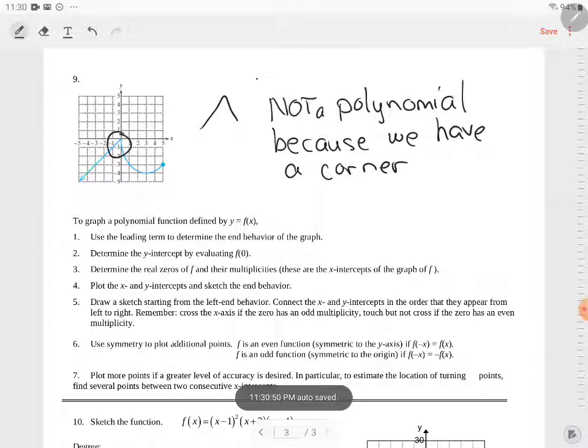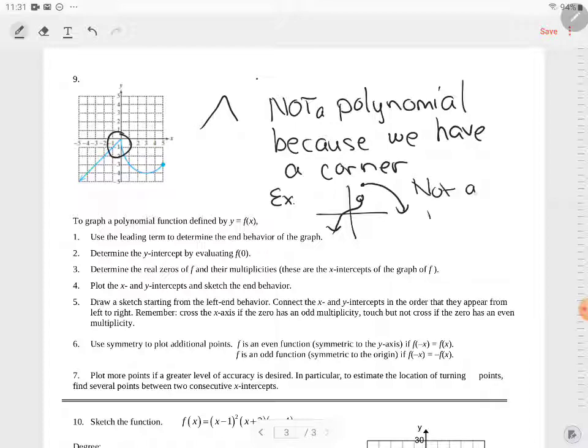Okay, the other way it cannot be a polynomial is if you have a jump. Example, like this. If my picture goes like this and then I go like that, piecewise, which we studied earlier, this is not a polynomial. It's not continuous.